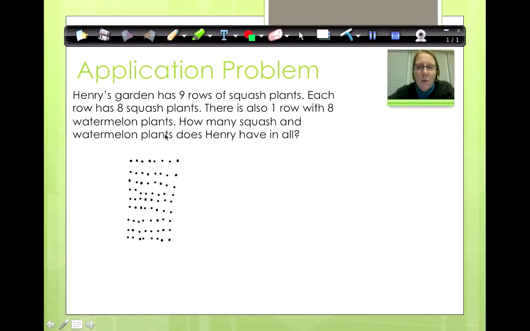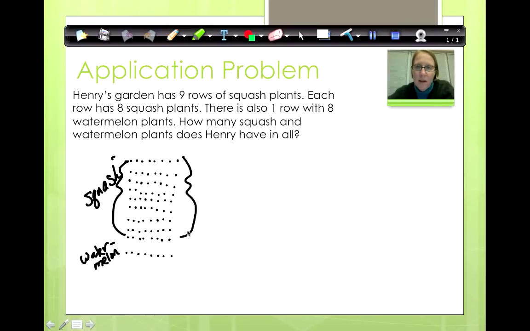And then we had all of this right here. The squash. Okay. And then we had 1 row of 8 watermelon plants. 2, 3, 4, 5, 6, 7, 8. And this one right here would be watermelon. Okay. Now, what would this be as a multiplication sentence? 9 rows of 8. Okay? Now, we need to figure out what this is.